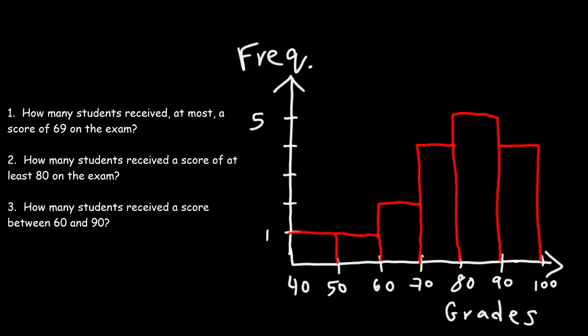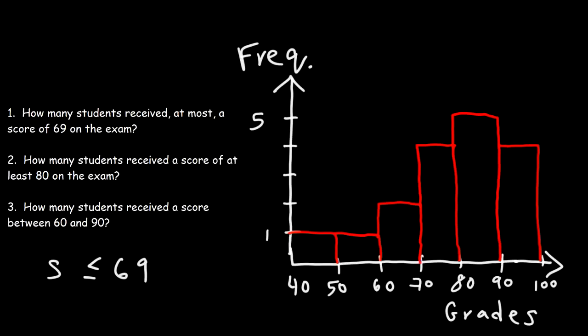Number 1, how many students received at most a score of 69 on the exam? So what does that mean? At most, a score of 69. Is that more than 69, less than 69? Does it include 69? So let's write an inequality. At most means the maximum score is 69. So using S for the score, S has to be less than or equal to 69. It can be up to 69 or less, but not more than 69.